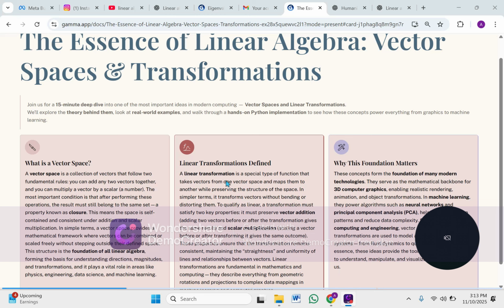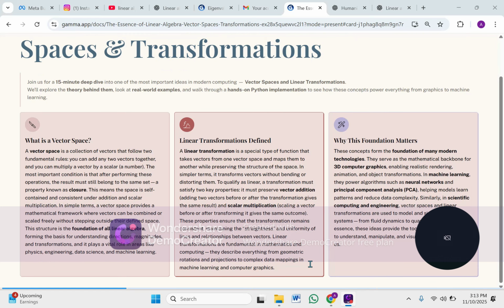Let's move toward linear transformation. So, what is linear transformation? Linear transformation is a special type of function that takes vectors from one vector space and maps them to another while preserving the structure of the space. In simple terms, it transfers vectors without bending or distorting them. Linear transformations are fundamental in mathematics and computing. They describe everything from geometric rotations and projections to complex data mappings in machine learning and computer graphics.